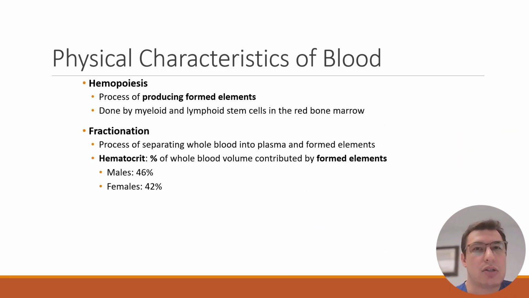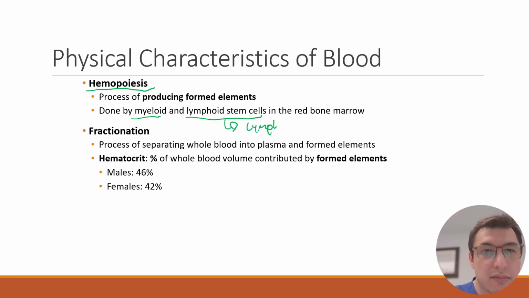So we are now talking about some of the characteristics of blood and the creation of these formed elements. Hemopoiesis is the process by which we produce formed elements. We have myeloid and lymphoid stem cells in the bone marrow. Myeloid is responsible for most of the formed elements, and lymphoid is responsible for lymphocytes. So most of the formed elements come from the myeloid portion of it.